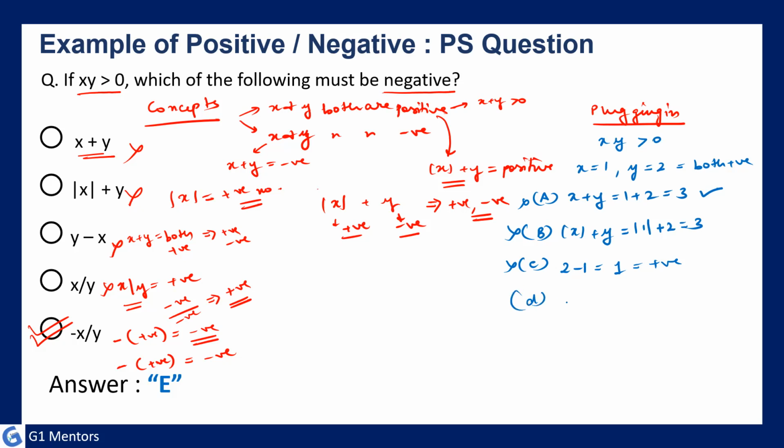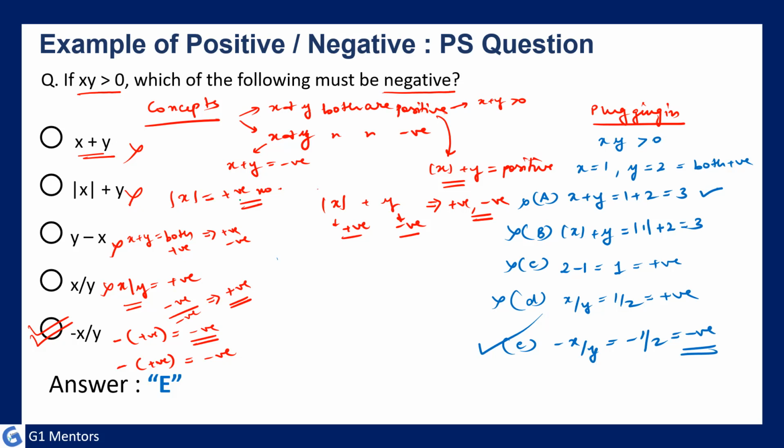Now let's take D. It says x by y. X by y is equal to 1 by 2. Again, it's a positive number. So it's not a choice. Now let's see answer E. It says minus x by y is equal to minus 1 by 2, which is a negative number. So in this case, answer E is the right choice.